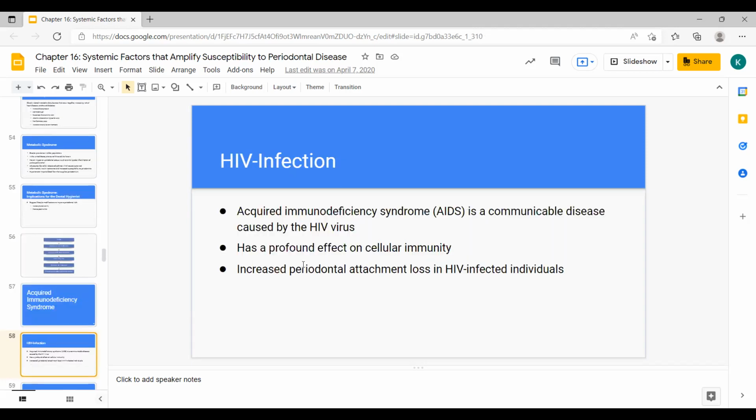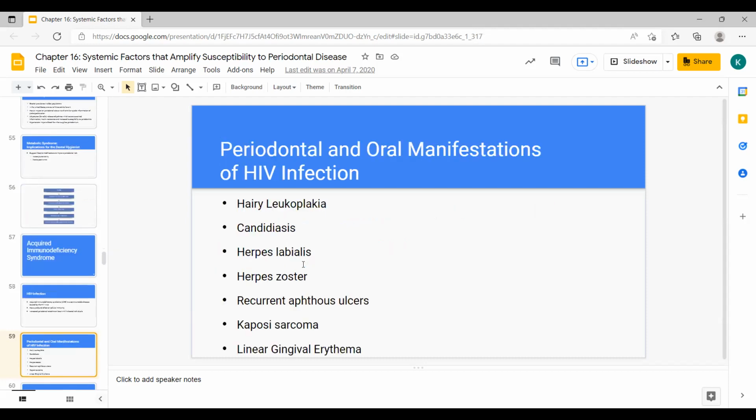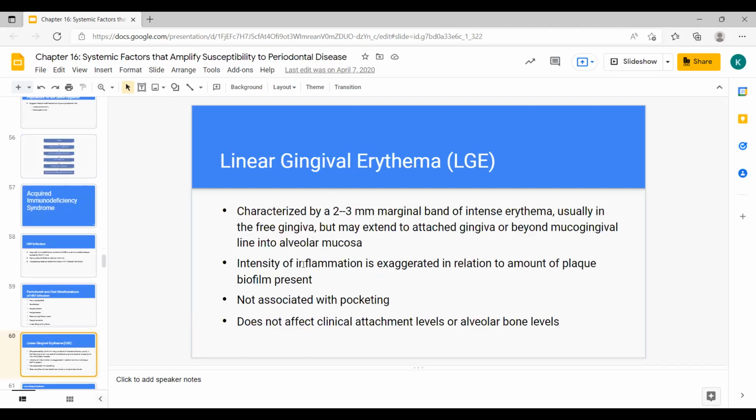Acquired immunodeficiency syndrome. So we have HIV infection. We talked about HIV and the different things that we can see orally: candidiasis, herpes, Kaposi's sarcoma, linear gingival erythema. And this is linear gingival erythema. If you guys haven't talked about this related to HIV, it's basically just that classic red margin all along the free gingiva, okay?